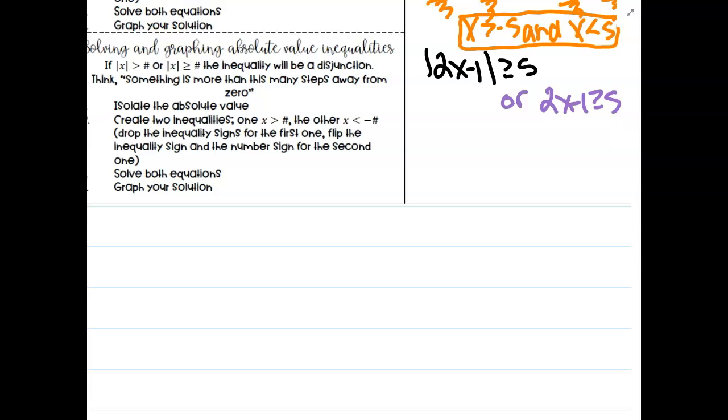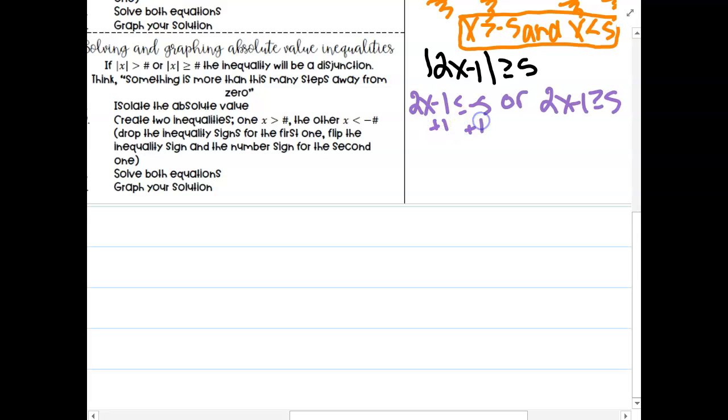The one that goes over here, the 2x minus 1 stays the same. You're never going to change that. But what you change is you flip the inequality sign and you flip the 5. So it's going to be less than or equal to -5. You flip and flip. It's exactly the same as the other one. That's why I like this, because the rules are the same for both. It'll work for both of them. And then you just solve both of them.